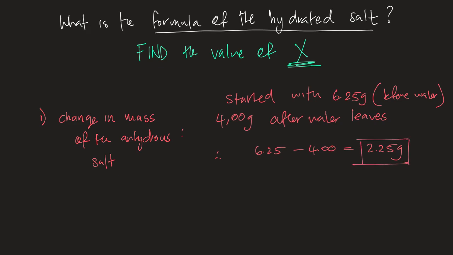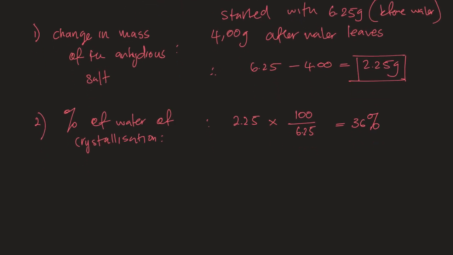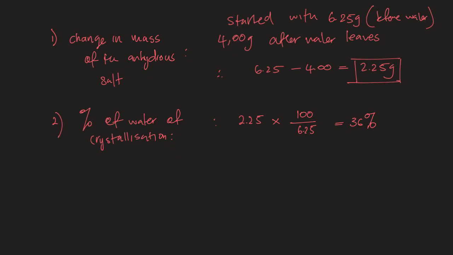Now the second step is we need to find the percentage of water of crystallization. All we're going to do is say 2.25 multiplied by 100 divided by 6.25, and that gives me 36%. So there are the first two steps that you've got done.